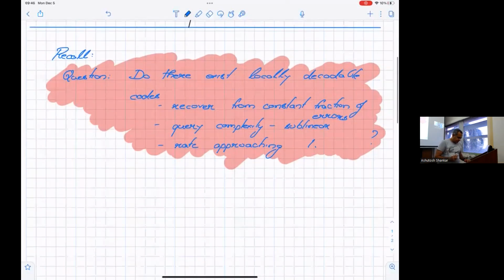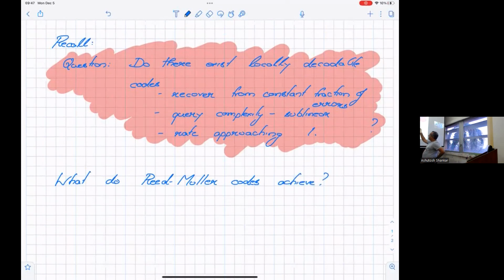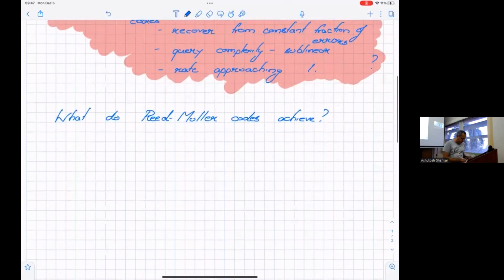Okay. And so let's recap. What do Reed-Muller codes achieve, and what is their shortcoming? Why do they fail to have rate really close to one? Let's see that. What was a Reed-Muller code?